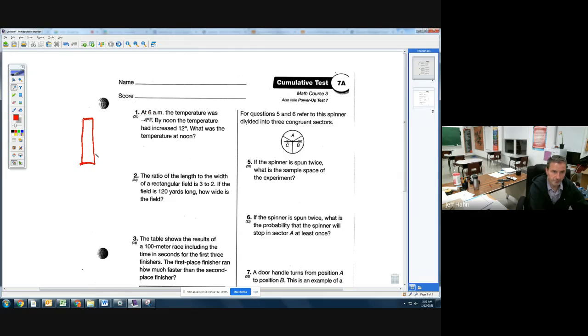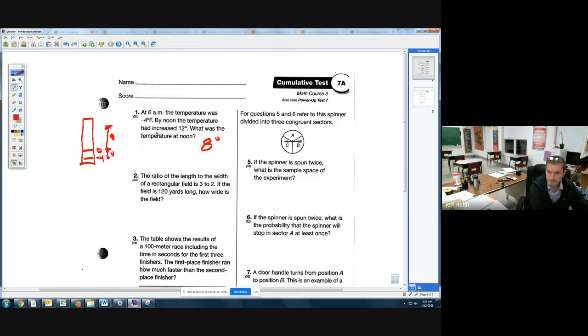At 6 a.m. it was 4 degrees below 0. So here is 0. Here, let's pretend this is -4 degrees right here. Then it went up 12 degrees. So basically you took 4 degrees to get to 0. So if you took 4 of the 12 degrees to get to 0, how many degrees are left? Boom, you would only have 8 degrees left. So your answer should be 8 degrees.